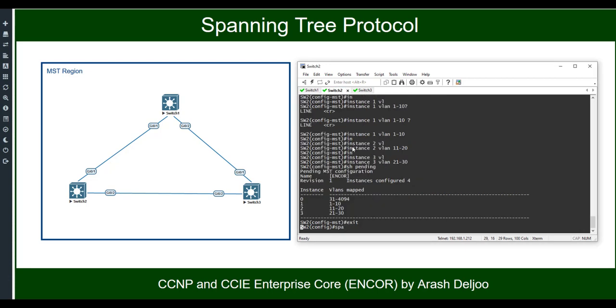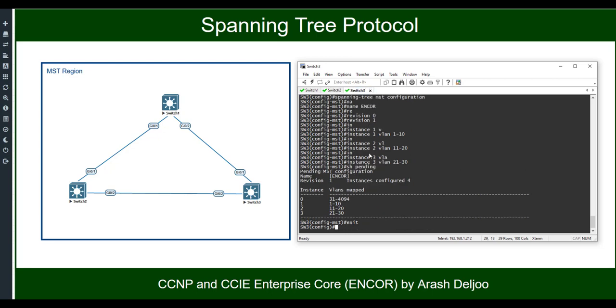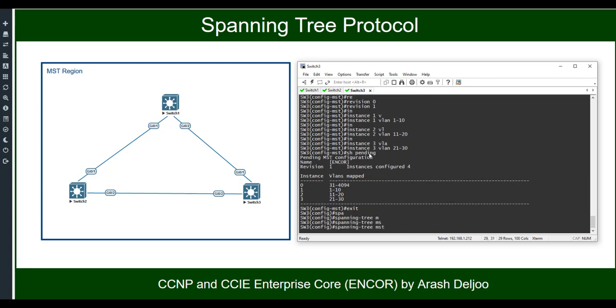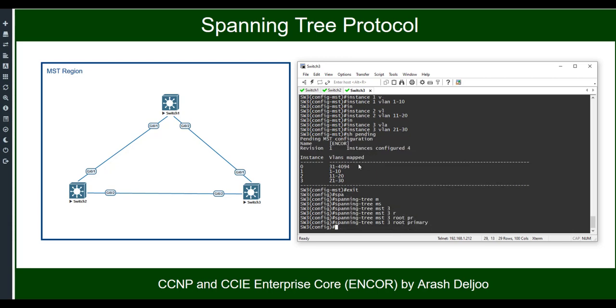Here in switch 2, spanning-tree MST2 root primary. And finally, in switch 3, spanning-tree MST3 root primary. That's it. This is our configuration. So easy. Now let me show you what is happening.